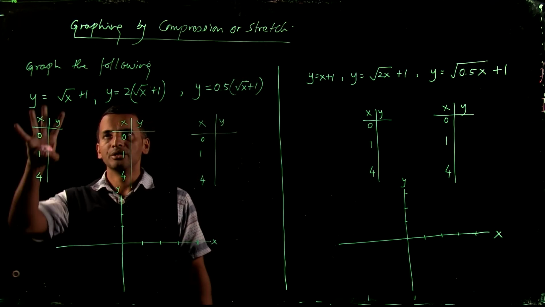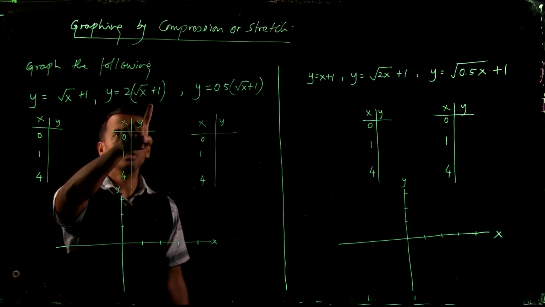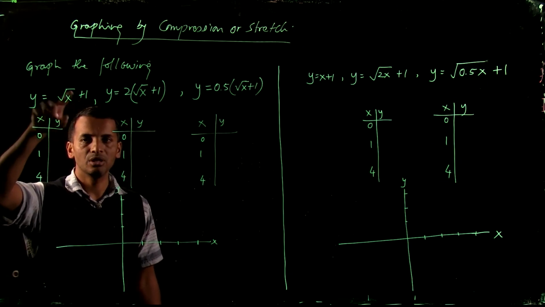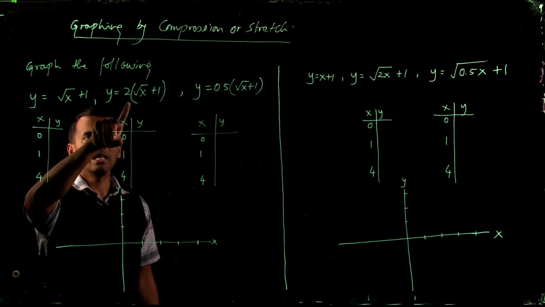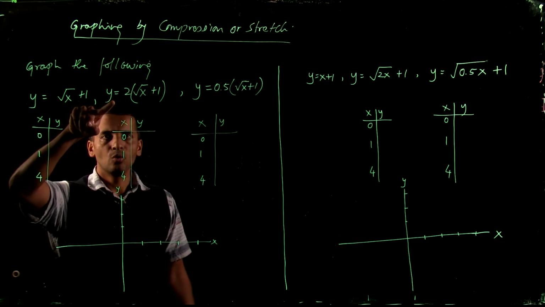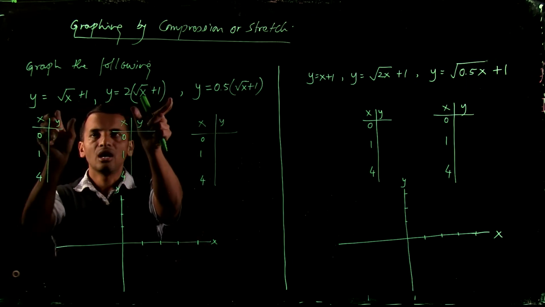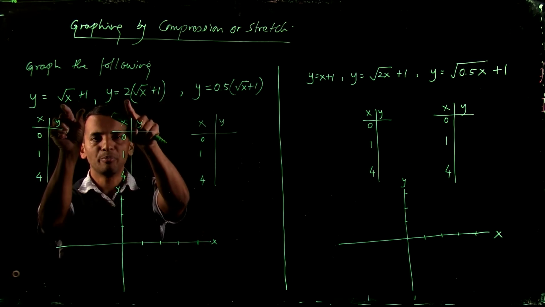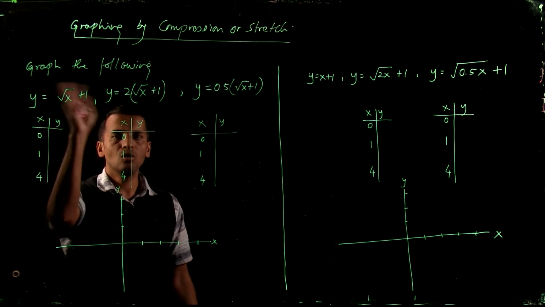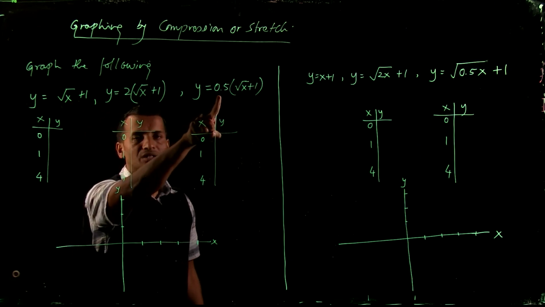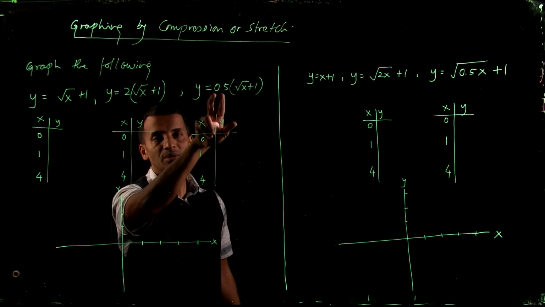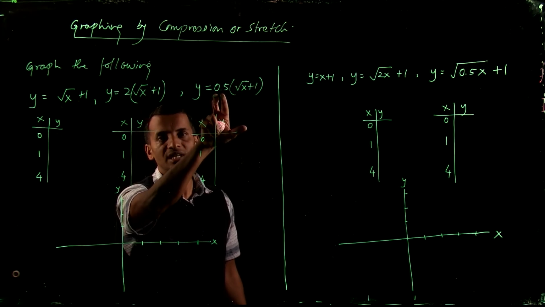Okay, so in the first set of equations, y equals square root of x plus 1 is the main equation. We will graph it first. In the second equation, the right hand side of the first one is multiplied by a number greater than 1, here by 2. You are multiplying the whole right hand side by 2. On the third one, the whole right hand side is multiplied by 0.5, that is less than 1.